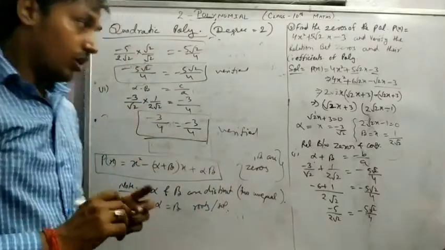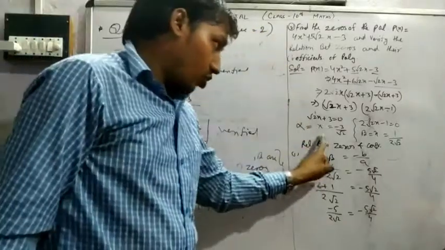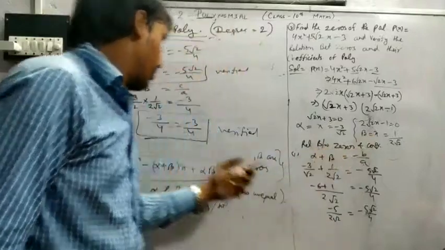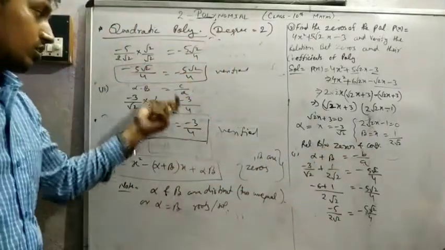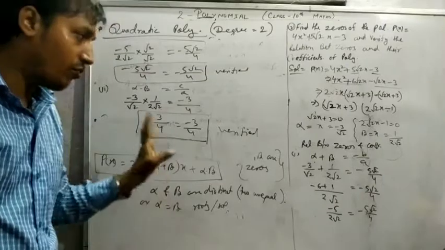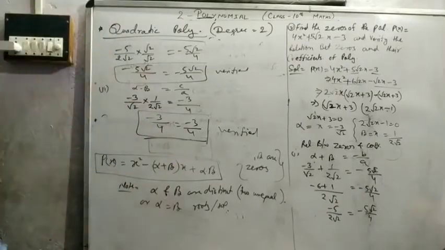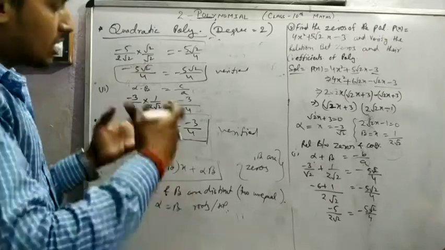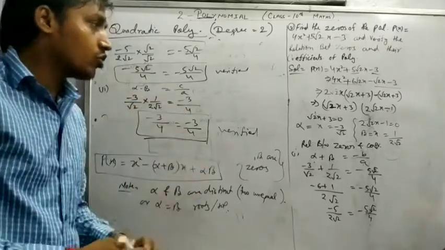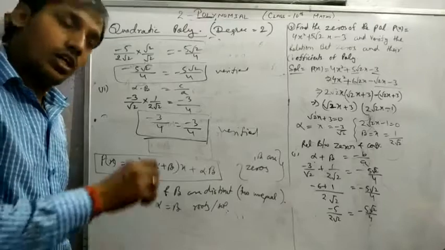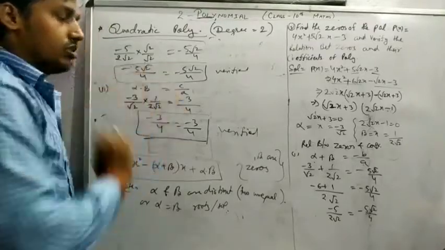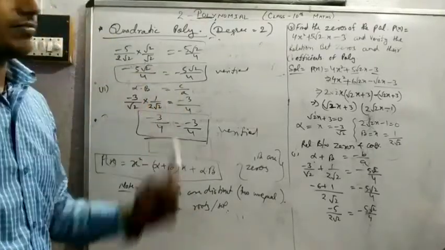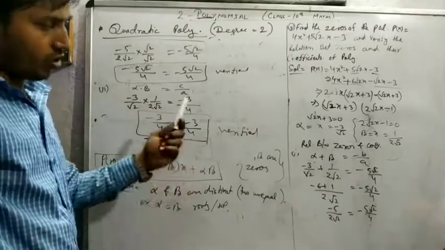So find the zeros and verify the relationship between zeros and their coefficients, both are the same. This is a full solution, a 3 or 4 marks question in a board examination. You can take some more questions to verify them and find the solutions. It's always verified. Pause the video and note down.